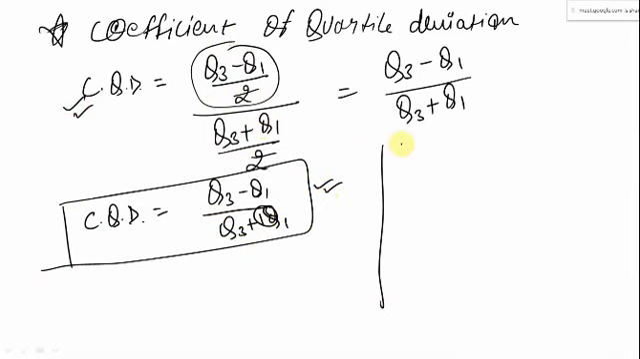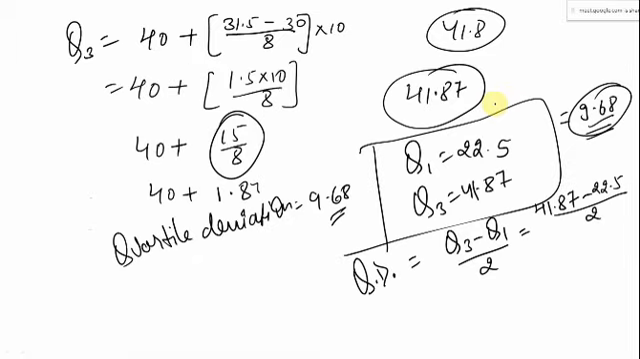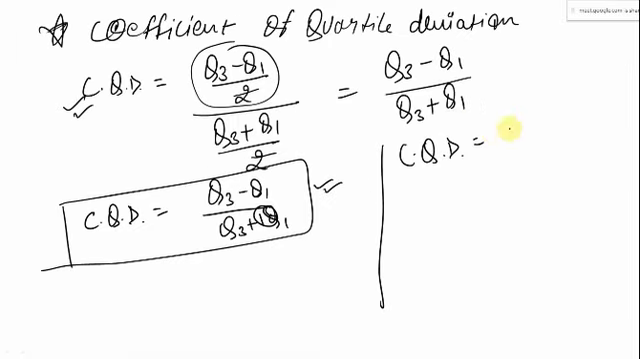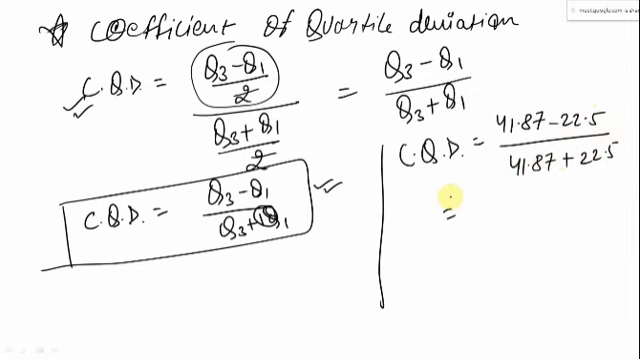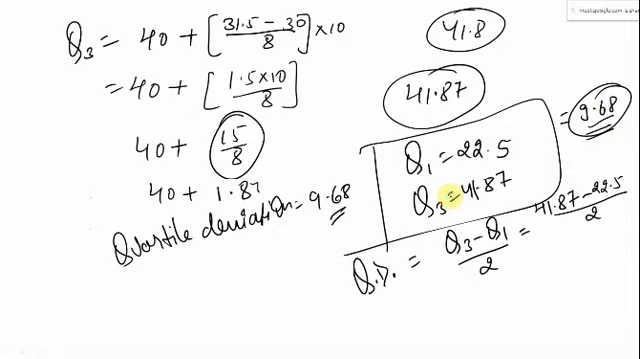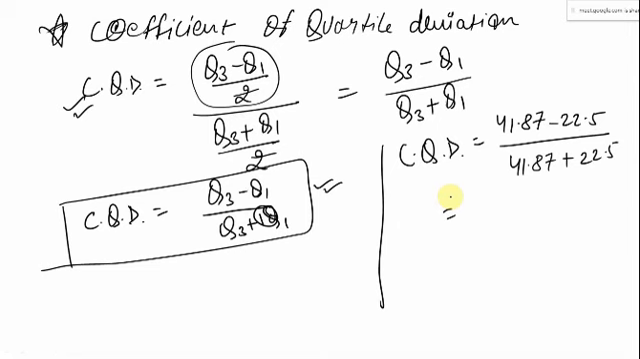So for this question, the coefficient of quartile deviation will be, Q3 is what? 41.87. So 41.87 minus 22.5 divided by 41.87 plus 22.5. So quickly do it and give me the answer. Sir, it's 63.83. Sir, 0.30.